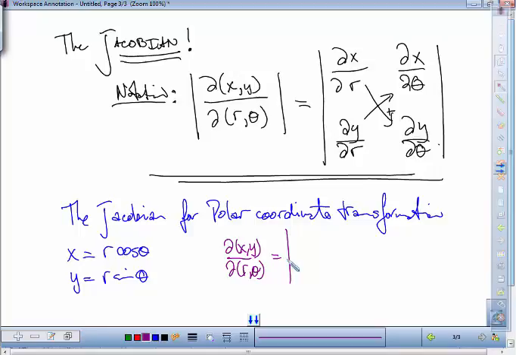So let's actually find it. And after we find it this one time, you don't ever have to look for it again, because it's always going to be the same for polar coordinates. Now, if we do a different transformation, then you'll have to redo the Jacobian for that. So the derivative of x with respect to r is just cosine theta. Derivative of x with respect to theta is negative r sine theta. Derivative of y with respect to r is sine theta. Derivative of y with respect to theta is positive r cosine theta.